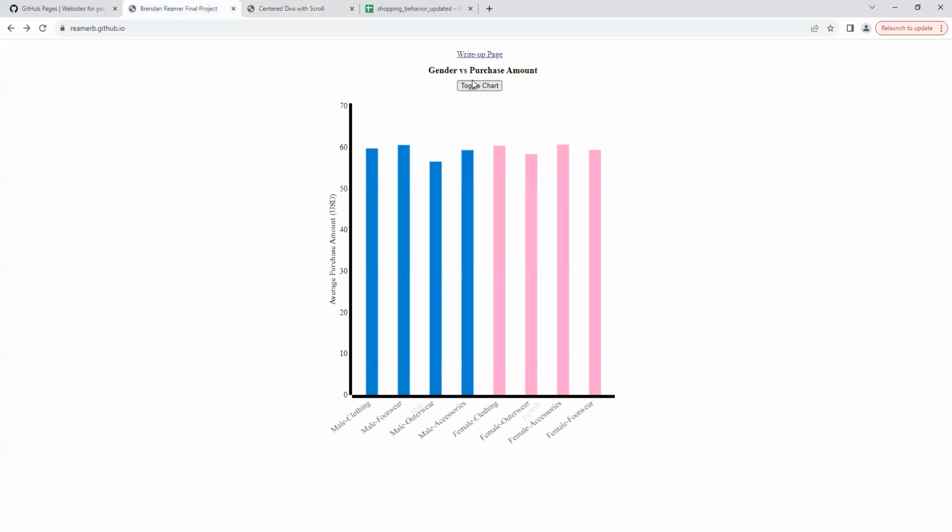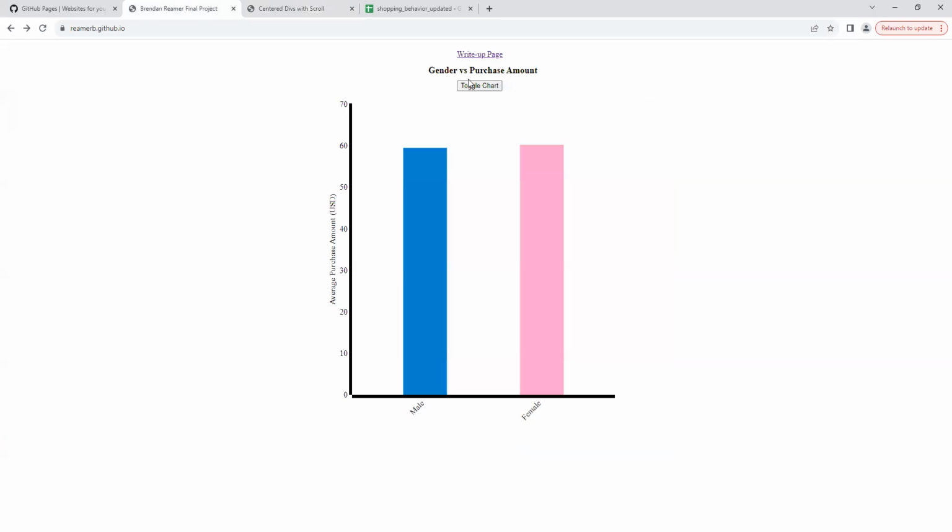Really, the biggest difference was that originally there was going to be two buttons instead of just one, and you were going to be able to click on one to toggle between them. But with there being two charts, I didn't feel it was super necessary to have two separate buttons. You can just have the one and click them back and forth.